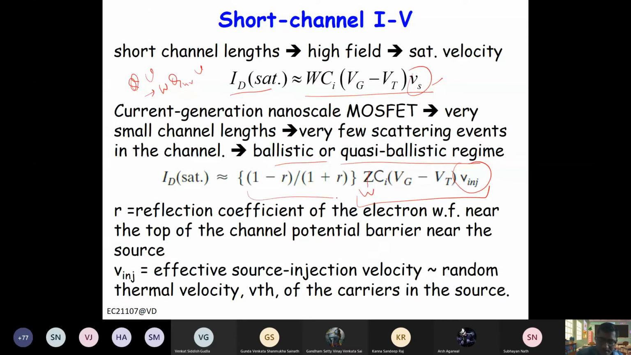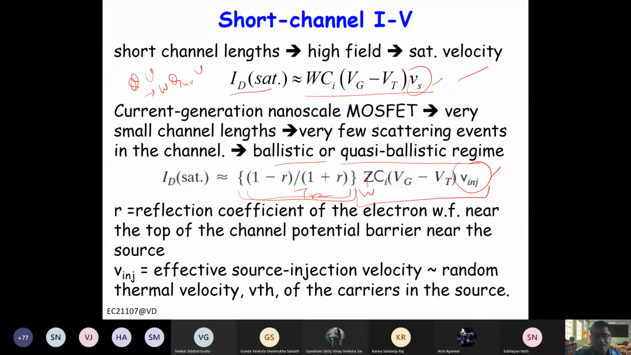Now there's one more parameter here, because at the nano scale the wave nature of these carriers comes into the picture. So these waves will have some reflection coefficient R, and the transmission coefficient will be (1 minus R) by (1 plus R). So we have just included the transmission coefficient here to get the actual current. So these are the two equations that are more valid for modern MOSFETs rather than the square-law equation.